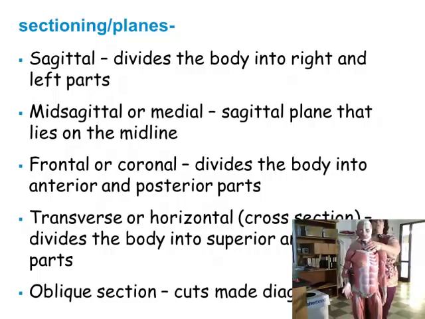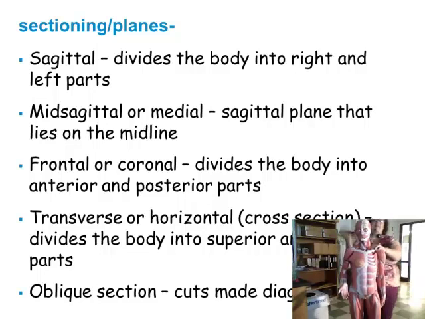The other way that you could imagine doing a cross-section would be to divide the body into superior and inferior halves. So you can imagine I could take a saw and cut through right here, right, and remove this top right here. I've just created a transverse or a horizontal section. Okay, so put that right back.